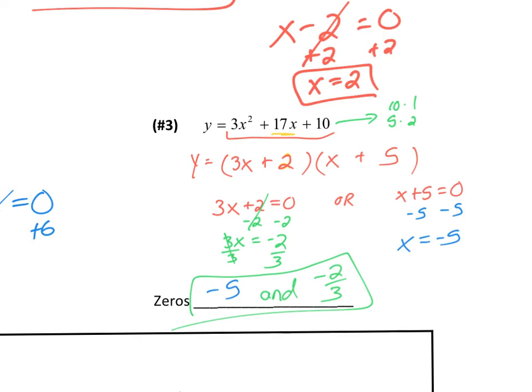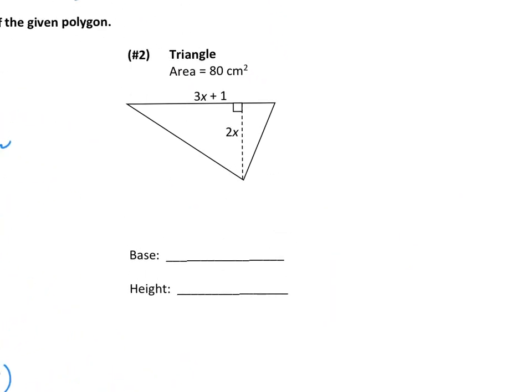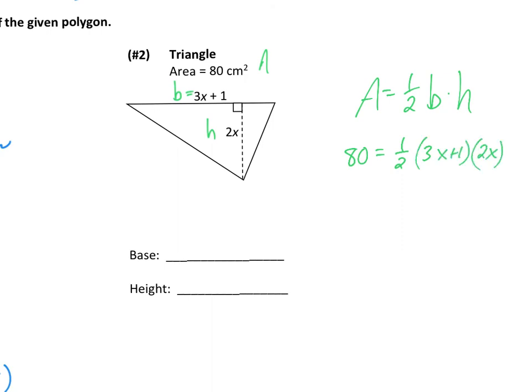Okay, and then the very last one, the triangle. The formula for a triangle is area equals 1/2 times base times height. So in this one, the base is 3x plus 1, and the height is 2x. And the area is 80. So this would be 80 equals 1/2 times 3x plus 1 times 2x. Okay, you can multiply. 3x times 2x is 6x squared, plus 2x times 1 is 2x.